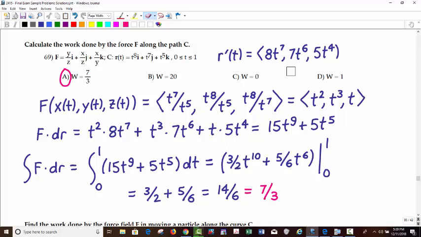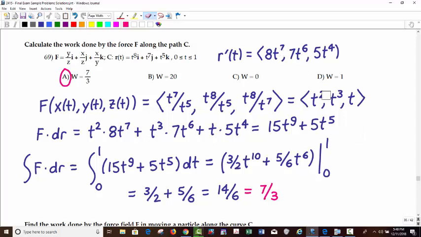And now we have to substitute to convert our force F into a function of t. So x of t, y of t, z of t. If it's y over z, it'll be t^7 divided by t^5. And then for the y term, it's x over z, so it'll be t^8 divided by t^5. And then for z, it's x over y, t^8 over t^7. So you get t squared, t cubed, and t.